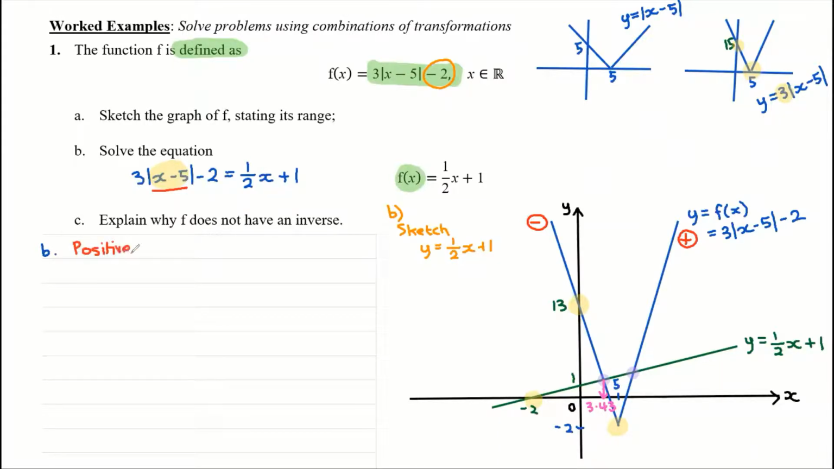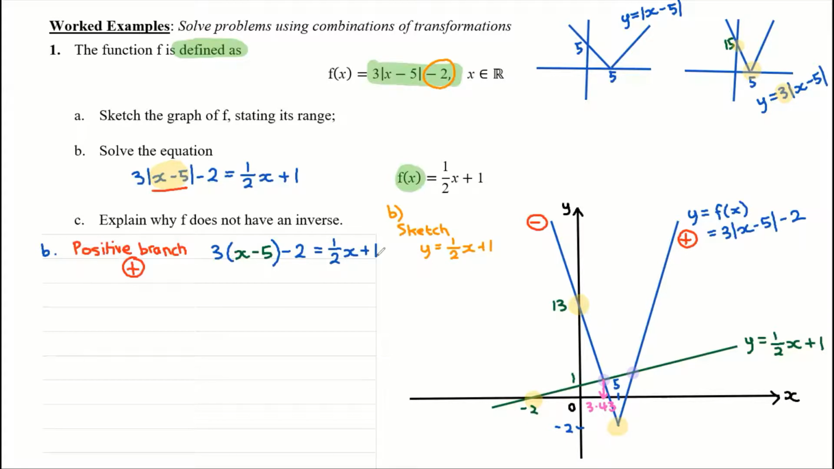So the positive branch, everything inside the modulus remains as it is. Okay, and we can change the modulus to brackets. So this time we're going to have 3 lots of, and it's just going to remain as x subtract 5. We don't change the signs this time. And I won't forget the subtract 2 this time either, is equal to 1/2 x plus 1.